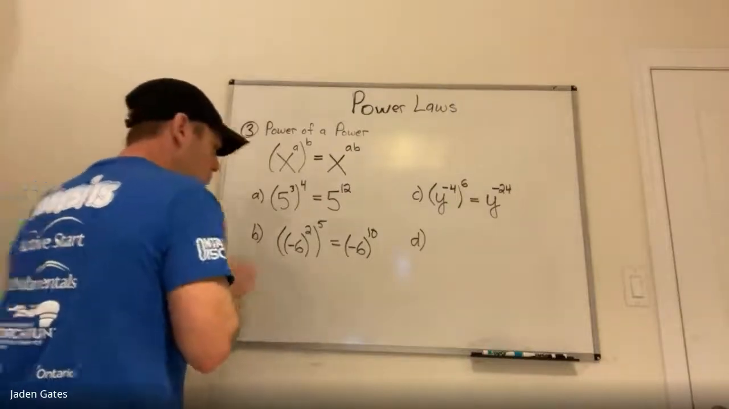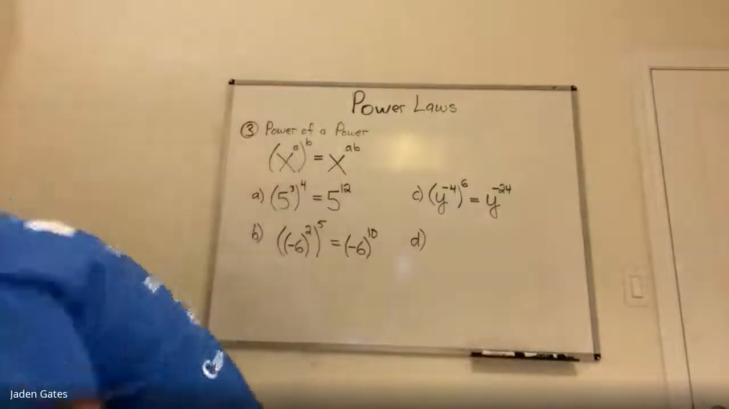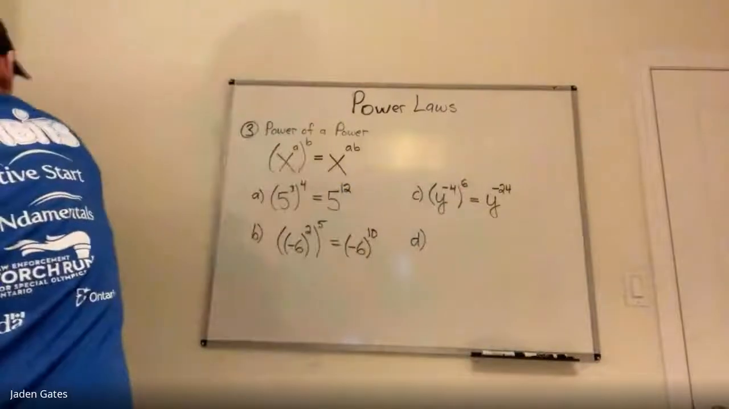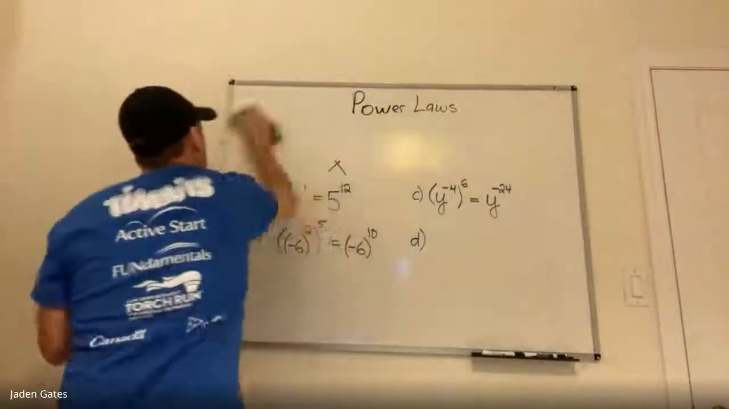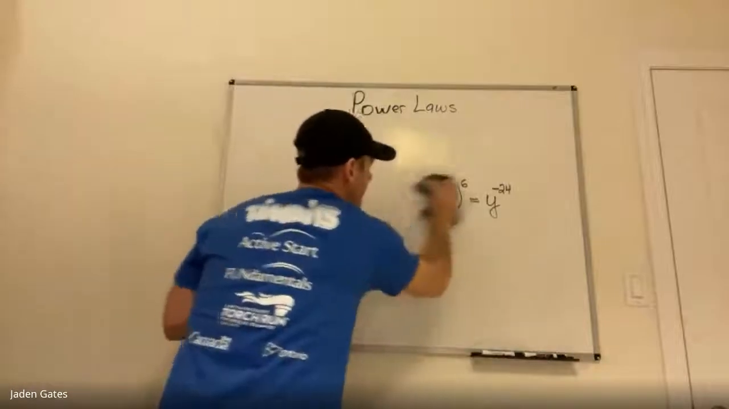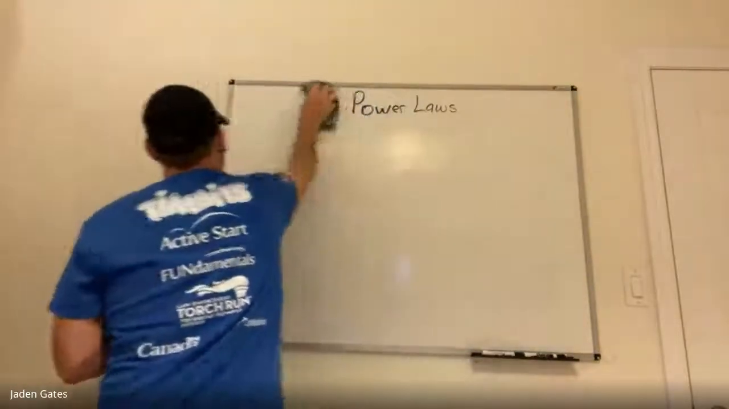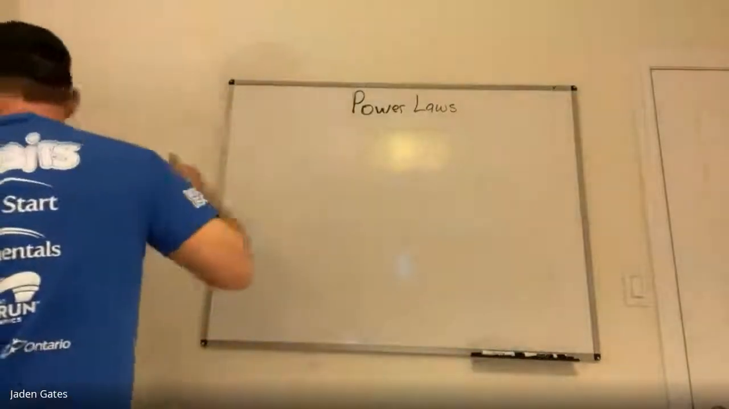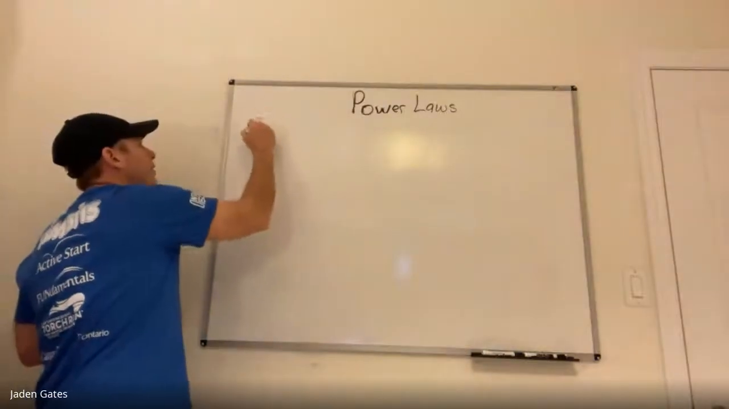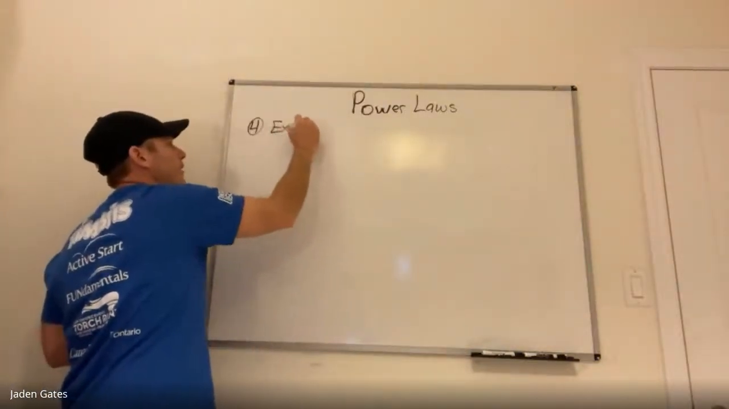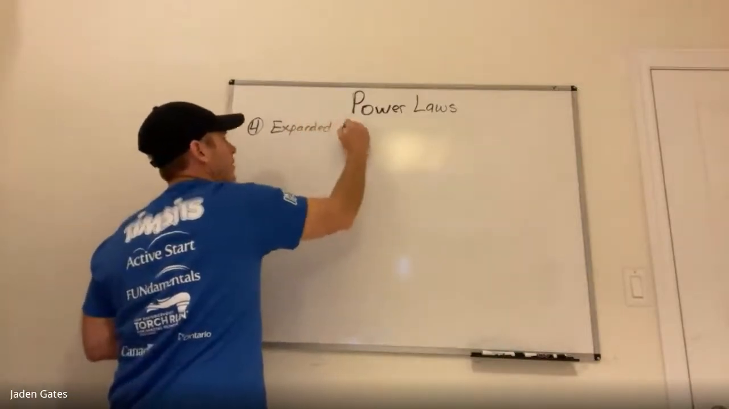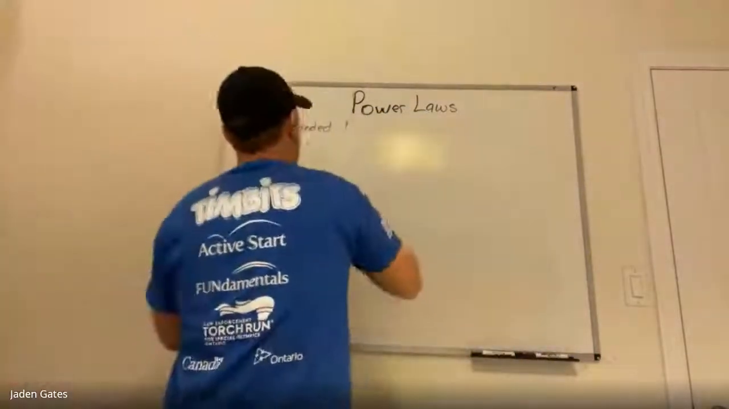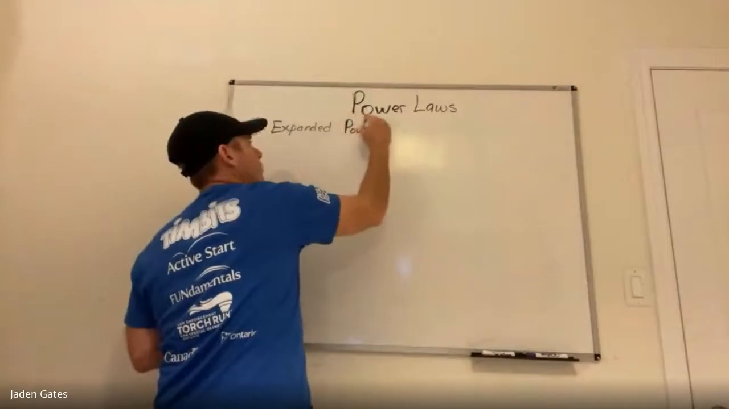All right, so now we go to rule number 4, the last one for today, or for this class anyways. Now this next rule is probably used the most in math when you're dealing with powers or polynomials, because polynomials and powers are basically the same thing. All right, so this is number 4. This is the expanded power rule.